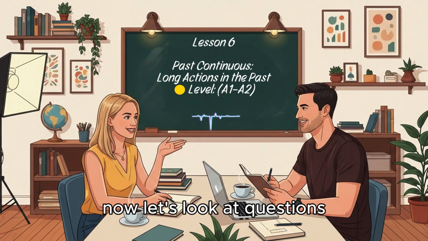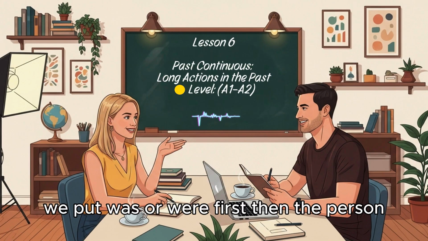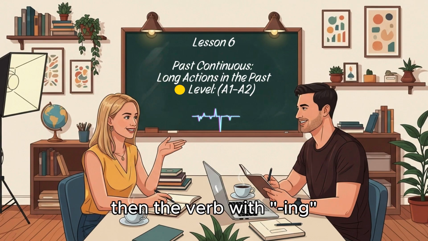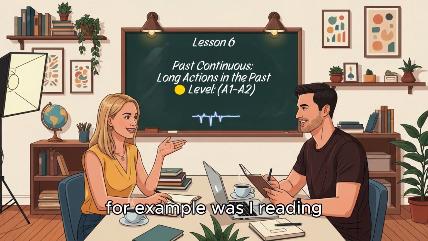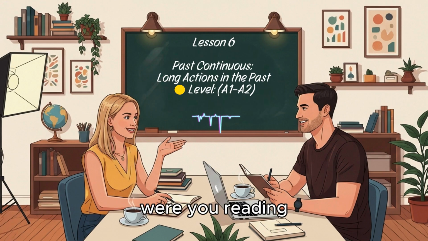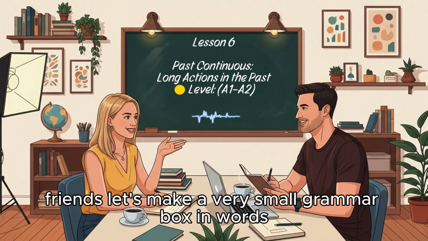Now, let's look at questions. We put was or were first, then the person, then the verb with ing. For example, was I reading? Were you reading? Was he reading? Was she reading? Were we reading? Were they reading?